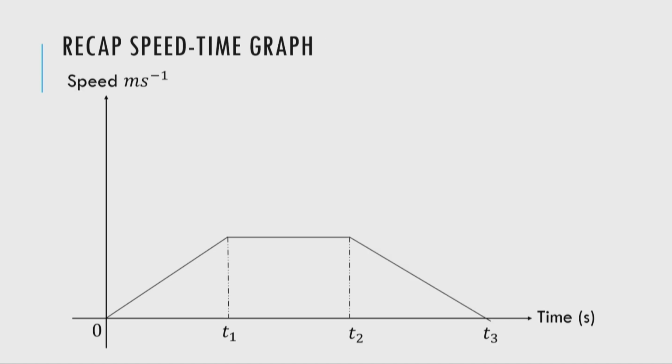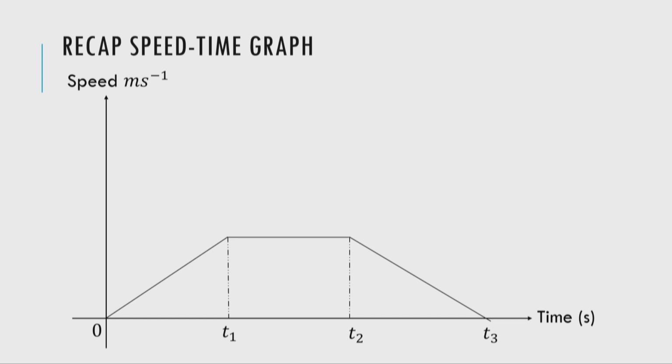Next we have speed time graph. In a speed time graph, this can be used to find out how speed changes with time. The gradient of a speed time graph represents the acceleration. Let's study the graph in detail.